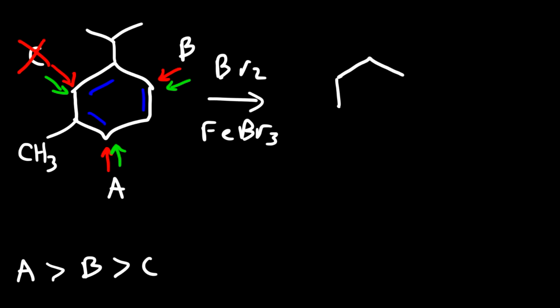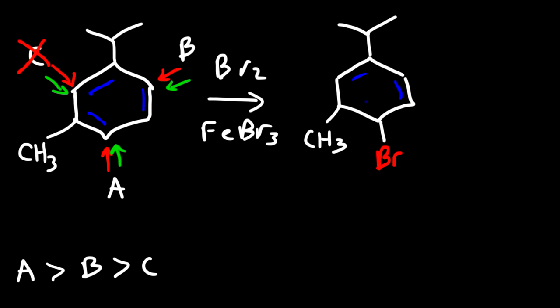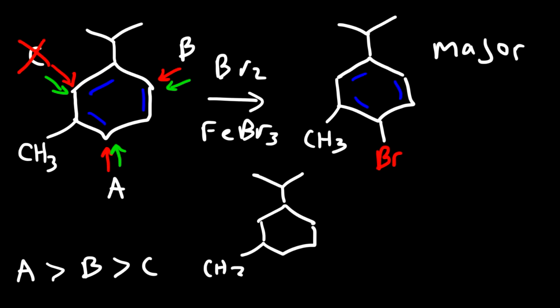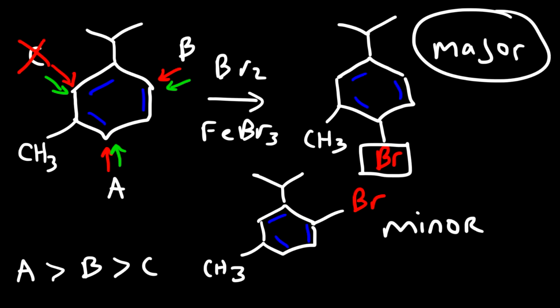So let's draw each product that we're going to get. Here's the first product with the bromine atom on position A. And as we said before, this is going to be the major product. And then the minor product, where the bromine atom is at position B. And so these are going to be the two main products in this reaction. But this is the major product because the bromine atom approached the ring at the most accessible position.